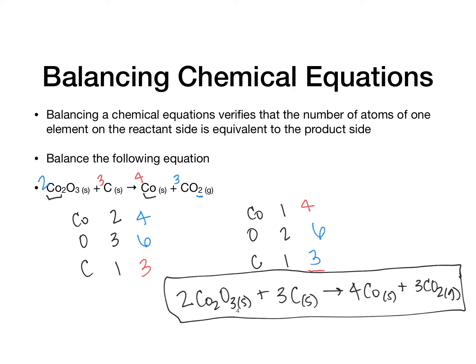So the steps here are to write out all of the elements that you start with, and then you balance by rotating back and forth across the 2. So let's look at another example.